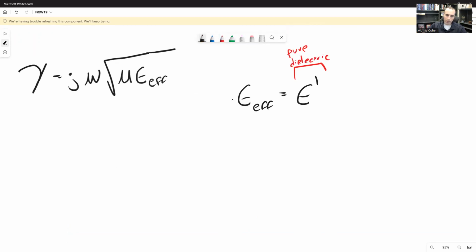Right? The second component is going to be the lossy part of the dielectric, or the sluggishness of the molecules realigning. So this is going to be a j times epsilon double prime. This will be the lossy dielectric.